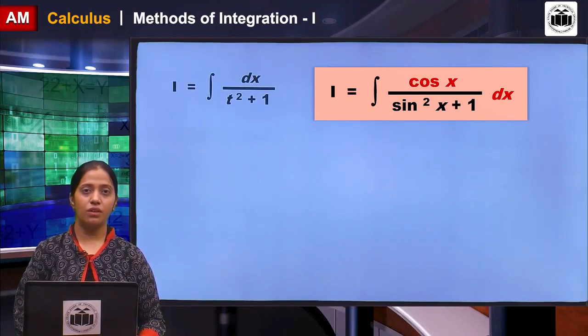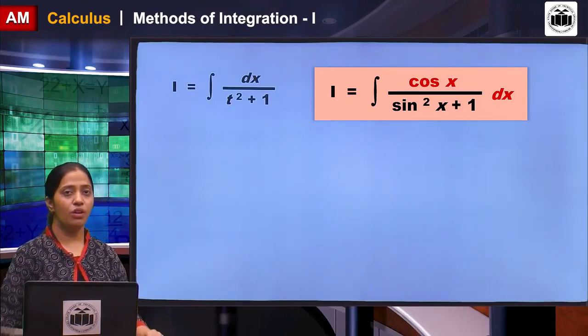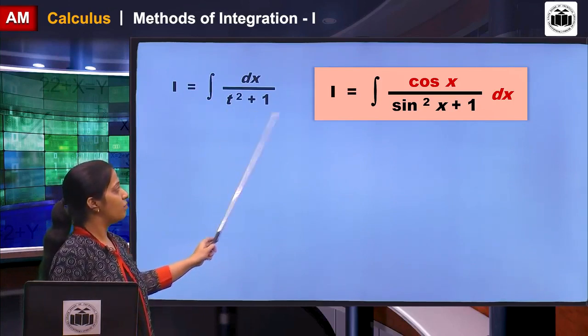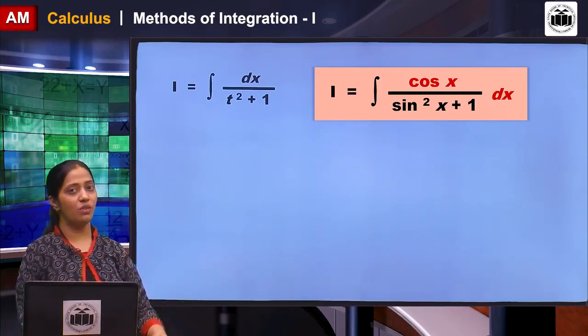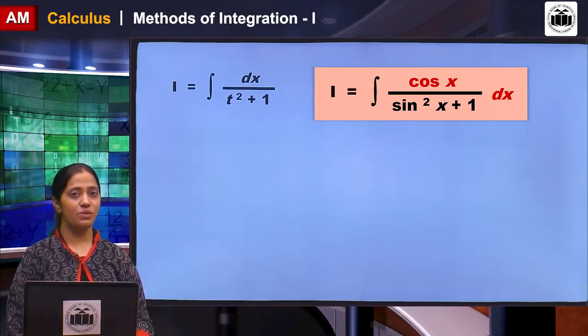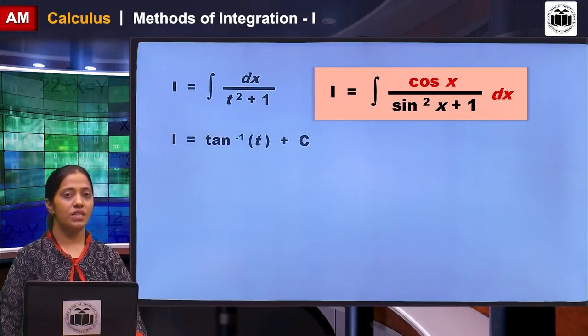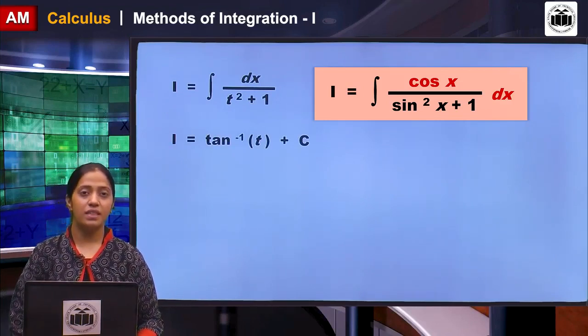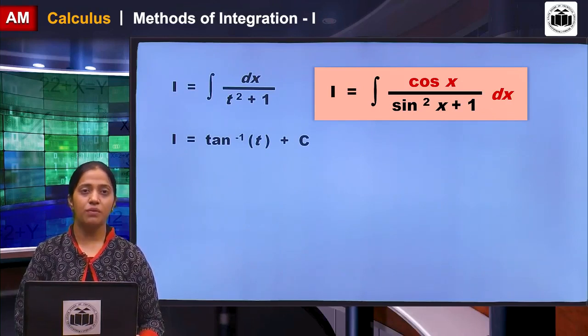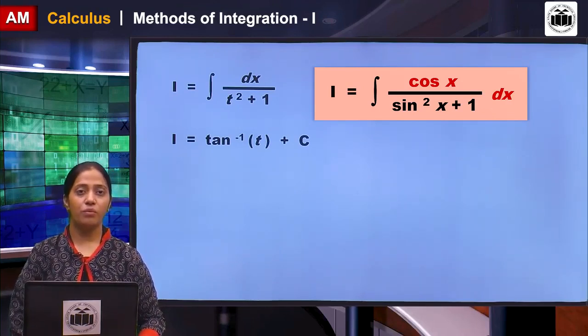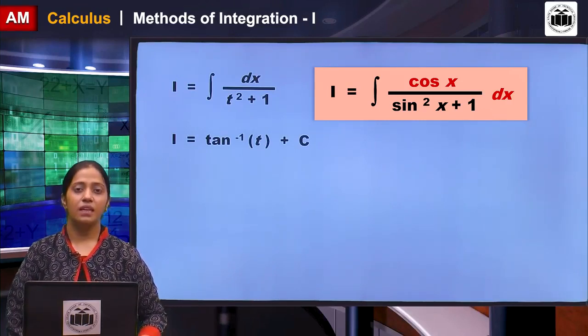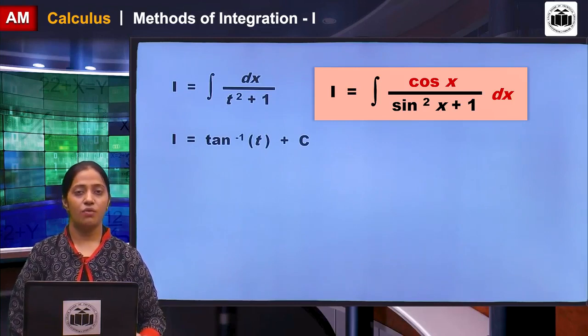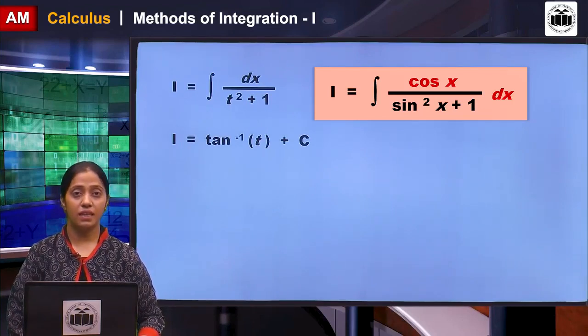Now what is the integration now? Integration of dt upon t square plus 1. Because that term cos x into dx is now our dt upon t square plus 1. And what is the integration of 1 upon x square plus 1? It is tan inverse x. Now in place of x here it is t. We are integrating with respect to t. So we will use the same formula, but we will write t there. Integration of 1 upon x square plus 1 with respect to x is tan inverse x plus c. So integration of 1 upon t square plus 1 with respect to t will be tan inverse t plus c.